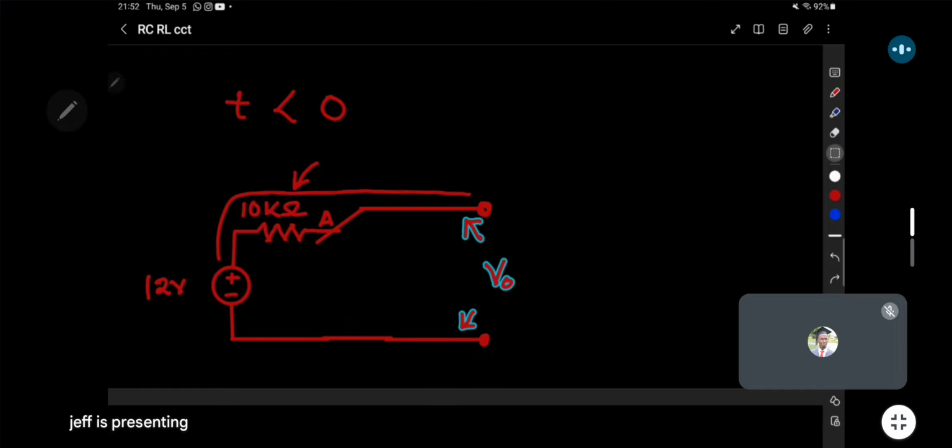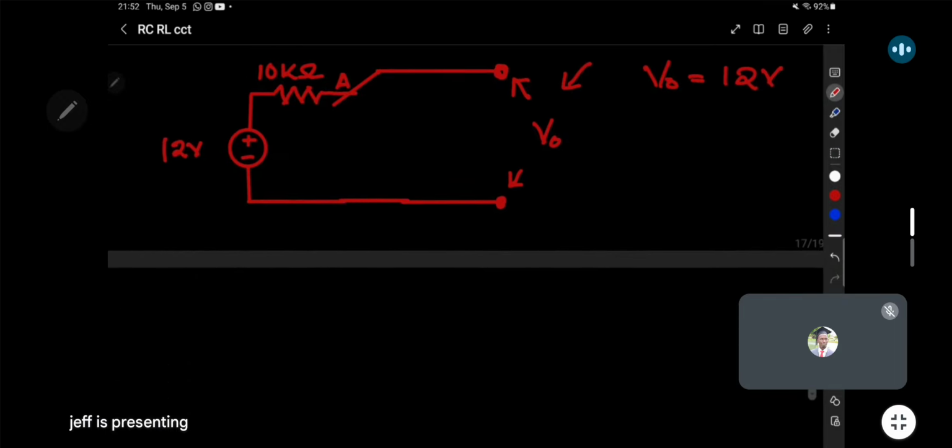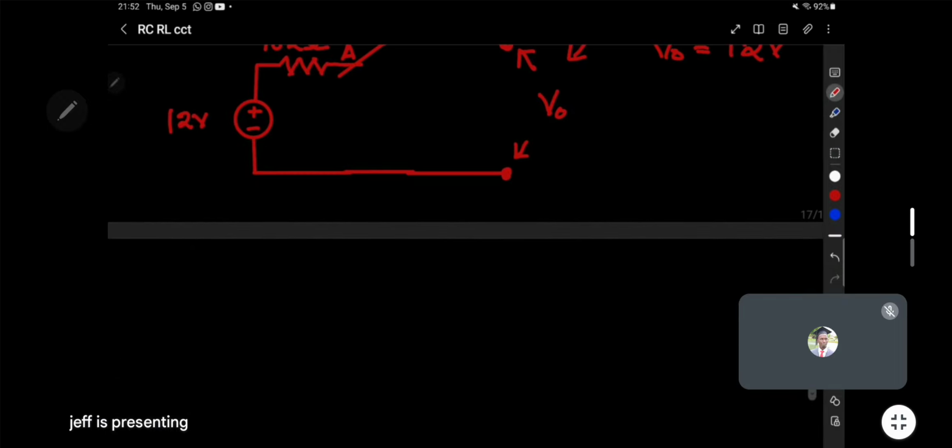Based on this, our V0 will actually just be equal to the supplied voltage of 12 volts. Again, it would have been different if this voltage was active. The voltage being measured here would have been less than 12 volts. But because this resistor is offline with the circuit incomplete, it now implies that the voltage V0 will still be the same as what was being supplied there. So V0 has been determined very quickly.